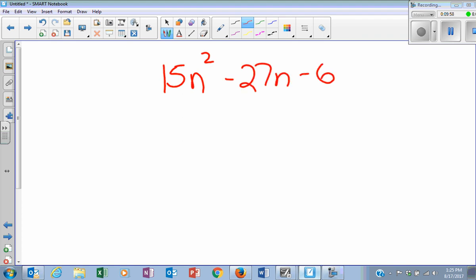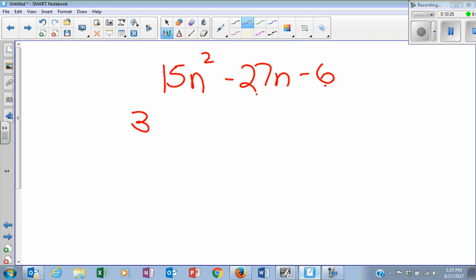Alright. What's my first thing I'm supposed to check for? Does this one have a greatest common factor? And it's one we don't remember because of this 27. Half of us think 27 is prime, but it's not. 3 goes into it 9 times. 3 goes into this, 3 goes into that, 3 goes into that. I have a greatest common factor of 3.